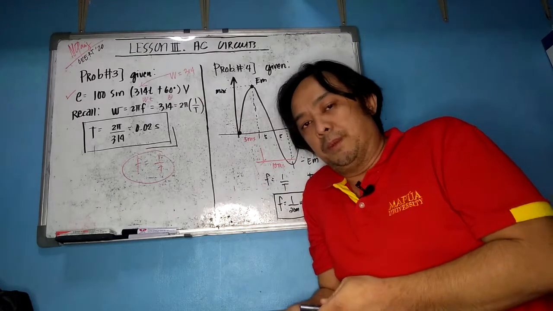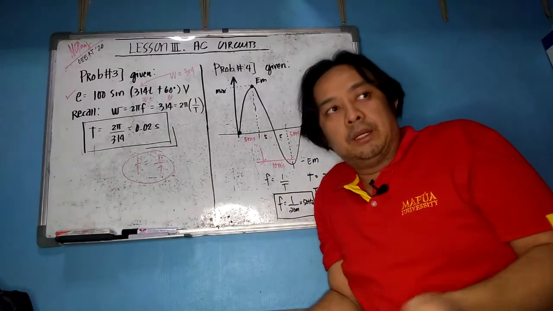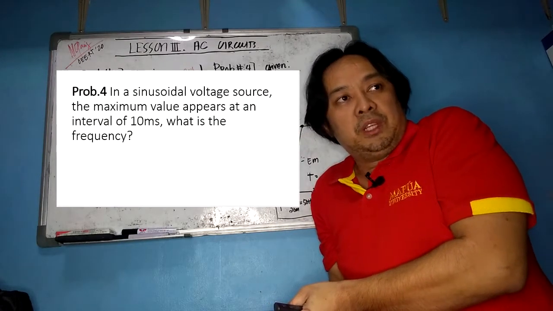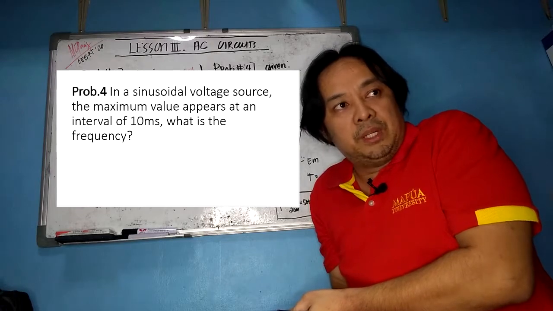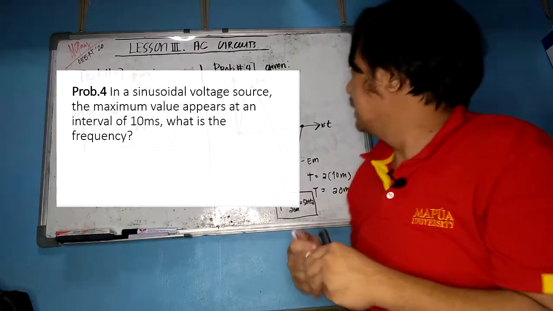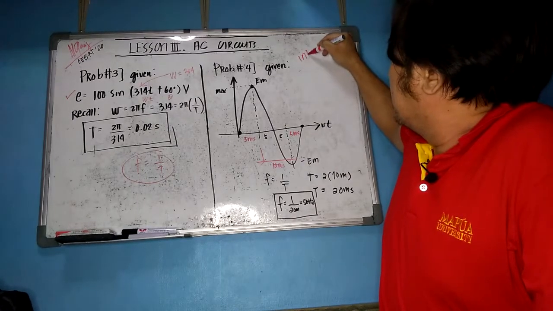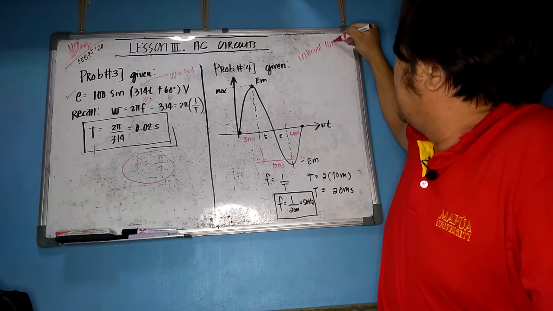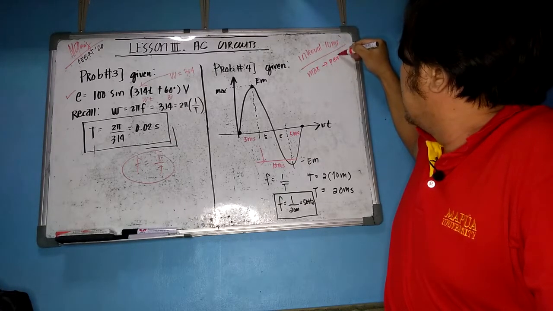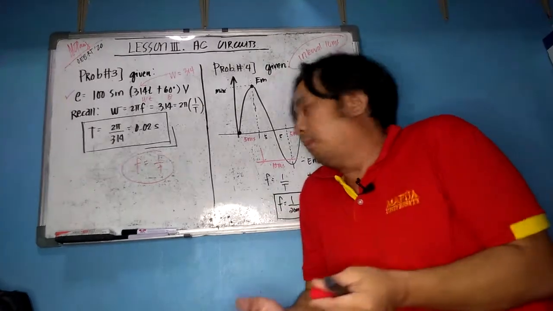Very, very simple problem. So as you can see, I have a column here so that we can go forward now to number 4. Let's read the problem first. A sinusoidal voltage source has a maximum value that appears at an interval of 10 milliseconds. What is the frequency? Now, the keyword here is the interval of 10 milliseconds. The maximum peaks occur at an interval of 10 milliseconds.